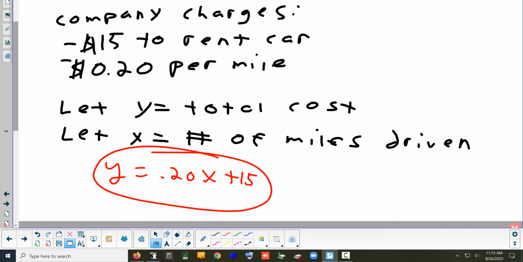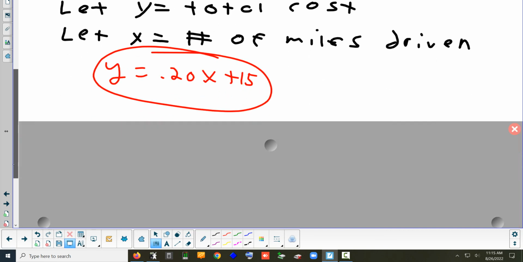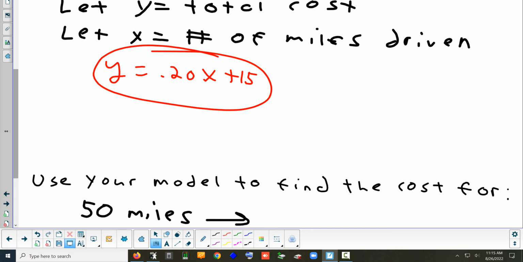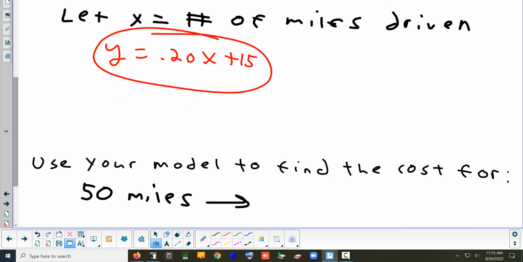And that's it. There's your equation. So let's use that now to determine if you drove 50 miles, what the cost would be. How do you use that equation to figure out the cost for 50 miles? What would be your first step? Okay. You plug in 50 for x. Right. Key here, you have to know what you're plugging in, where you're plugging in. You're plugging in 50 for the x.